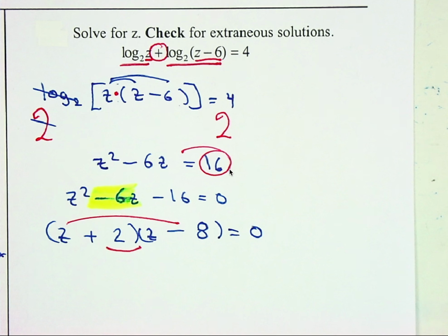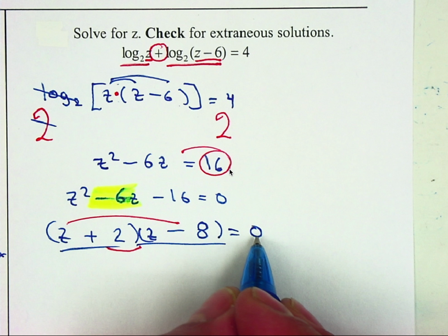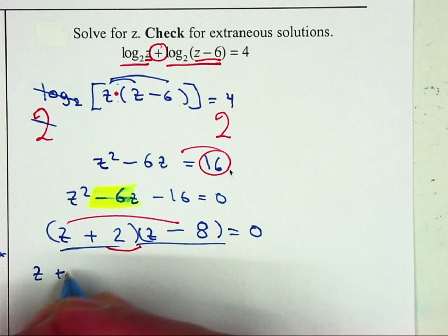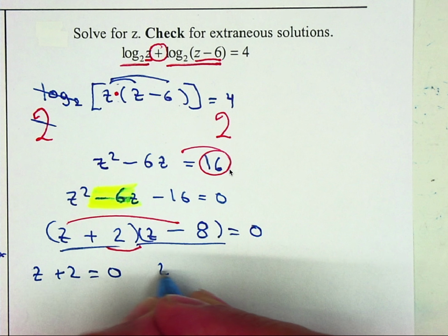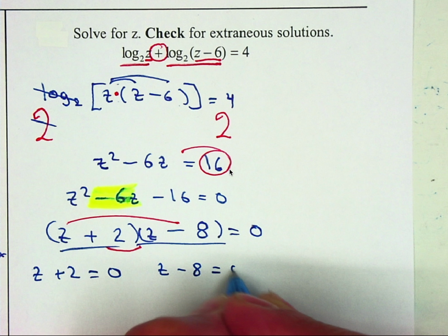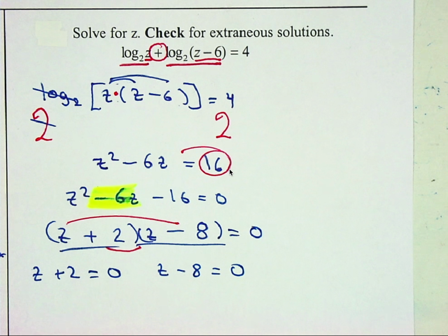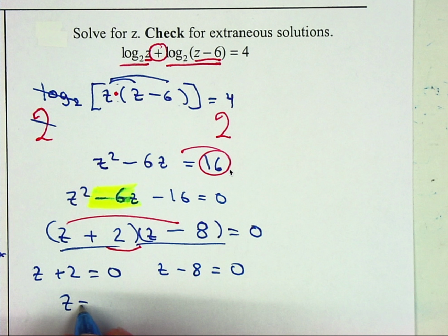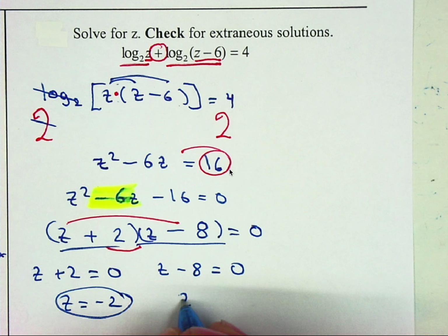And now, since they're multiplied, and they're equal to 0, I know that either one or the other, or both, should be equal to 0. Zero product property. Move the 2 to the right, becomes a negative 2. Move the 8 to the right, becomes a positive 8.